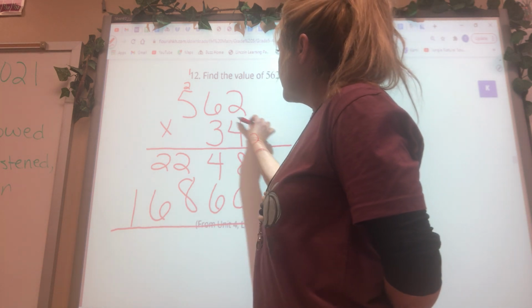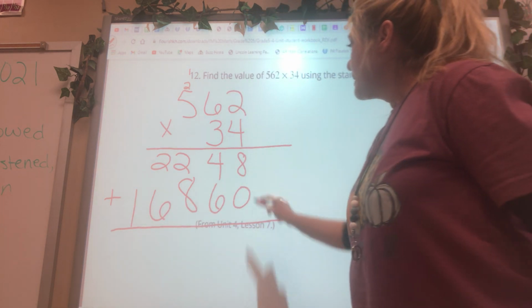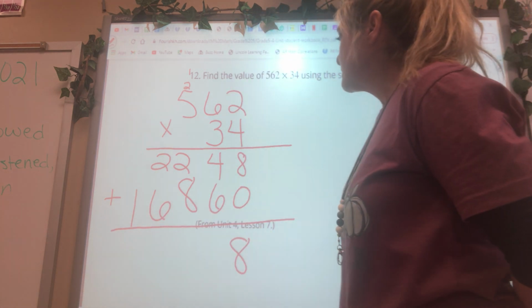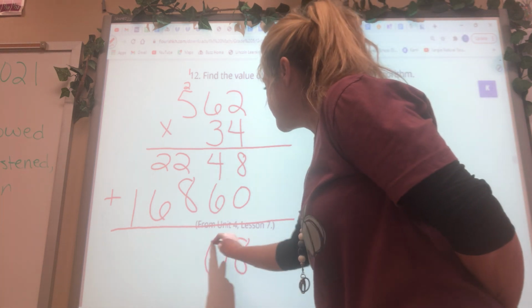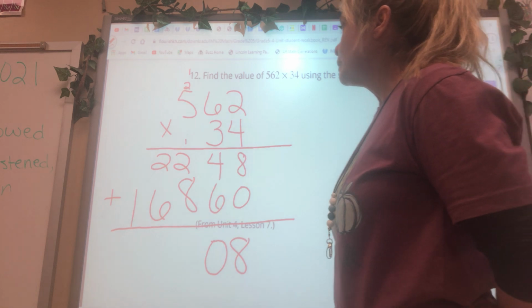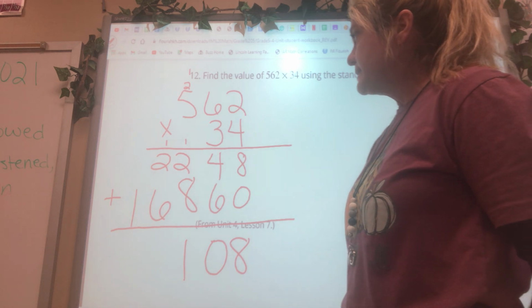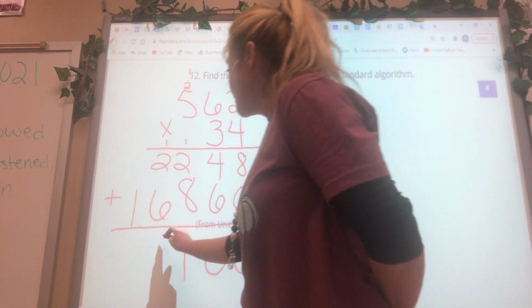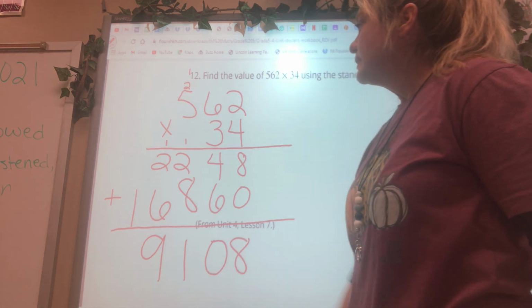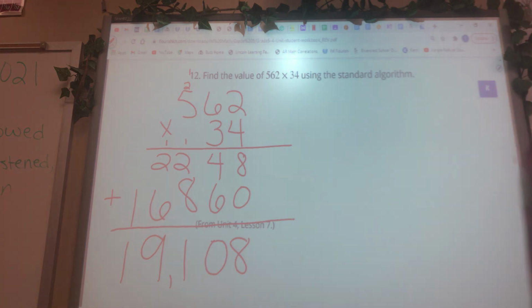I was multiplying times 2 digits, so I have 2 rows. So I add together. 8 plus 0 is 8. 4 plus 6 is 10. Carry the 1. 2 plus 8 is 10, plus the 1 is 11. Carry my 1. 2 plus 6 is 8, plus the 1 that I carried is 9. And see, nothing plus 1 is 1. So using the standard algorithm, I get 19,108.